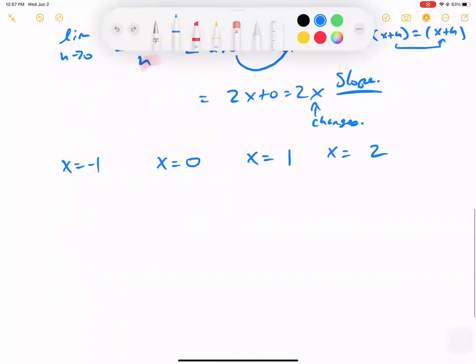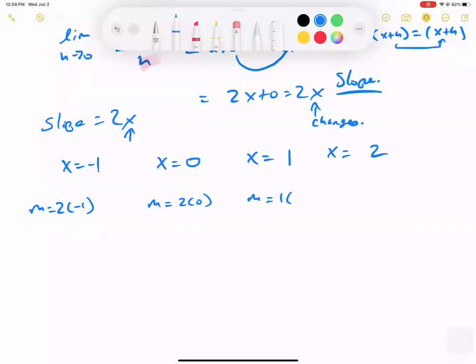So what would the slope be? Well, our equation for slope is 2x. So all you have to do is plug in the x. My slope at -1 is 2 times -1. My slope at 0 is 2 times 0. My slope at 1 is 2 times 1. My slope at 2 is 2 times 2. So my slopes are -2, 0, 2, and 4. So please write that down, and I'm going to show you guys that this is exactly what we just showed a moment ago. We were able to predict what the slopes would be.